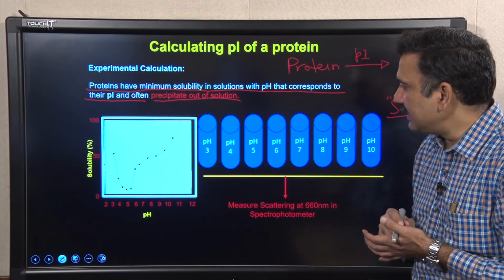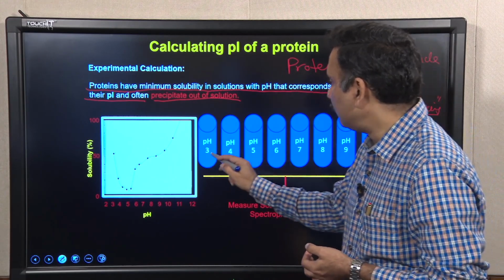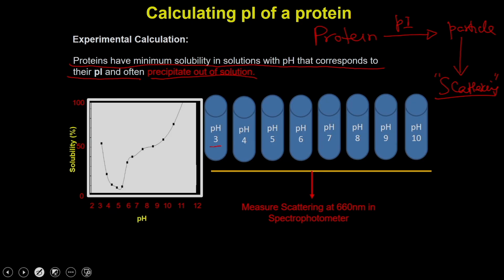What you are supposed to do is take eppendorfs of different pH. For example, you take pH 3, 4, 5, 6, 7, 8, 9 and 10, and then you incubate an equal amount of protein and measure the scattering of each solution at 660 nanometers in a spectrophotometer. When you plot this, you will find that the protein follows a biphasic behavior where the solubility goes down and then goes up.